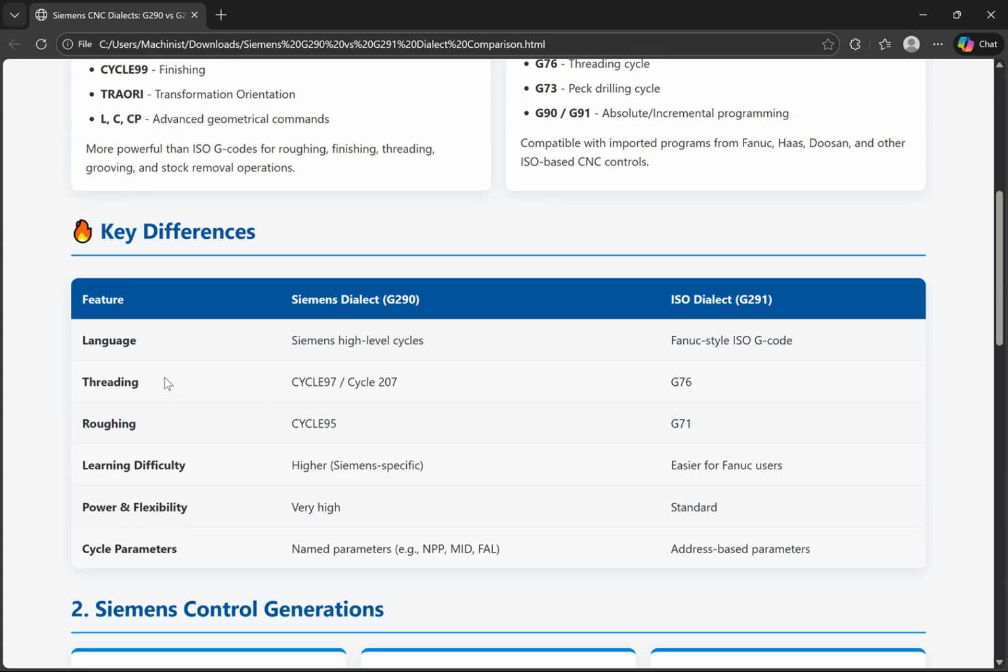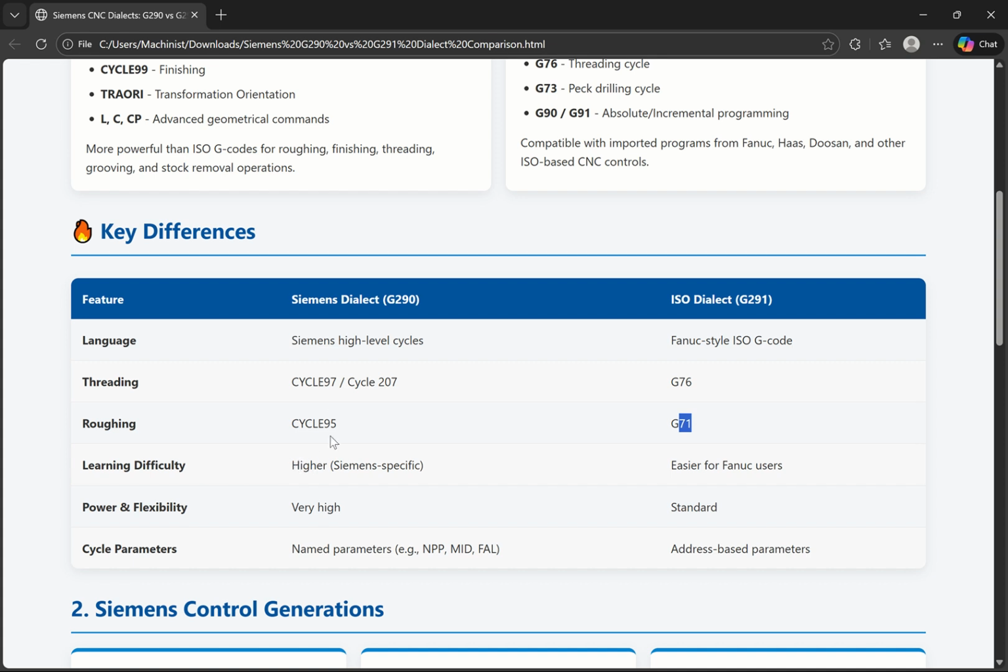When you look at the language, a key difference is that the Siemens controller normally uses high level cycles. They do not use high level cycles as compared to the ISO Dialect, which is a FANUC style ISO or even HAAS or GSK. Then we have threading CYCLE97 or CYCLE207. Normally in ISO you use G76. When you are doing roughing, you are using CYCLE95, but for normal ISO, it may be G72 or G71 or even G73.